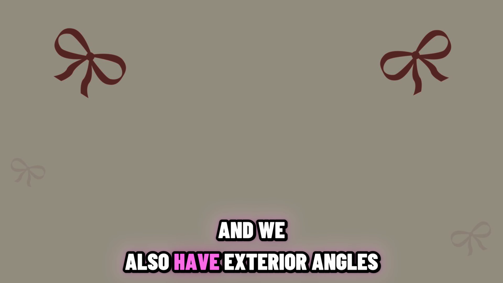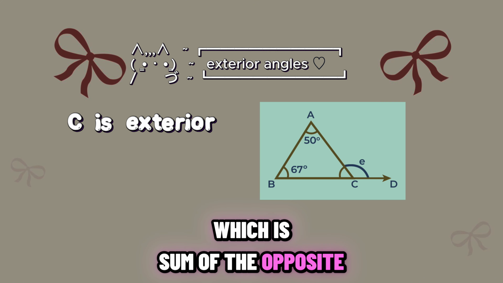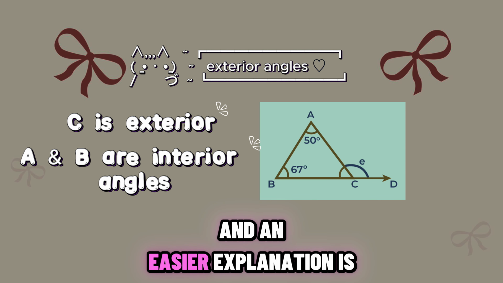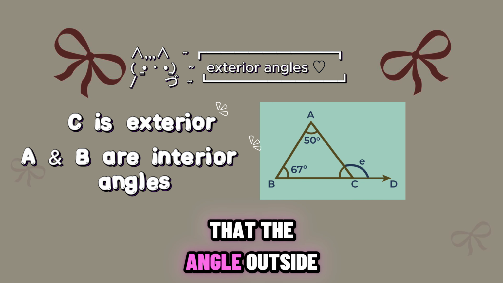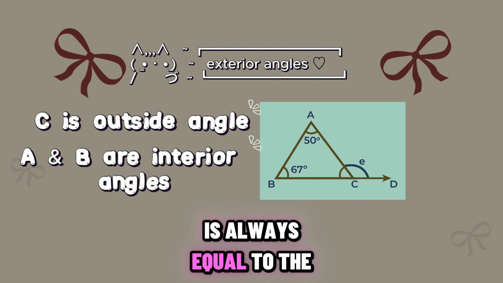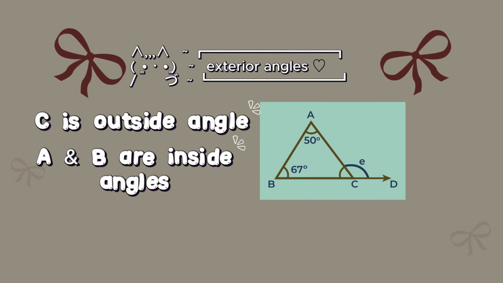And we also have exterior angles, which is the sum of the opposite interior angles. And an easier explanation is that the angle outside the triangle is always equal to the 2 angles inside of the triangle.